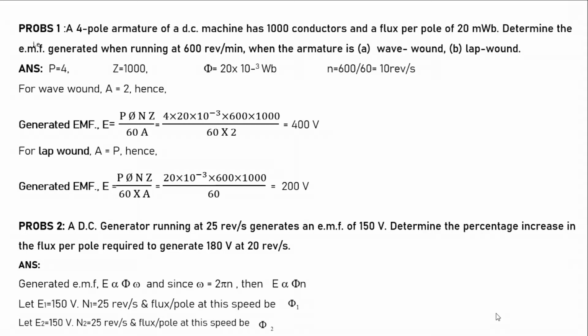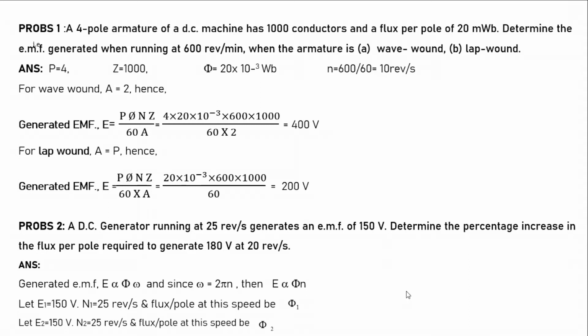Solution. First you have to write the given data. P is equal to 4, the number of poles, Z, the number of armature conductors, is 1000, and the flux per pole is given as 20 milliweber, 20 into 10 raised to minus 3 weber. N, the revolutions per minute, RPM, has been given, that is 600. If you want, you can convert it into revolutions per second.